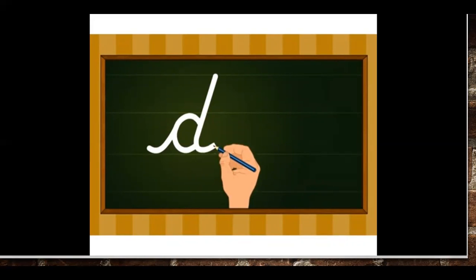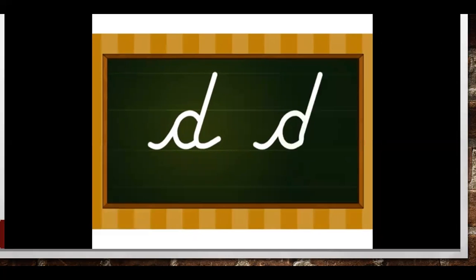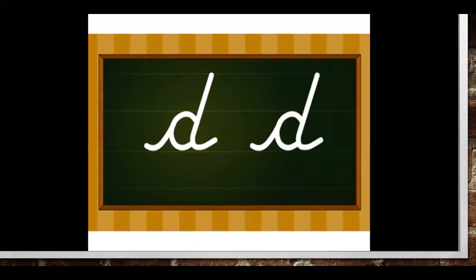Like that. Again, start from the third line. Make a small curve, bring it down. Take it to the top and bring it down, making a small curve. Well done. So you have to do the book and test.